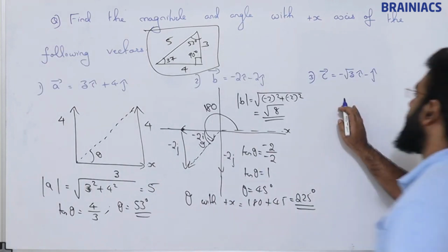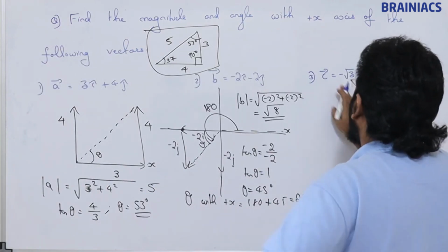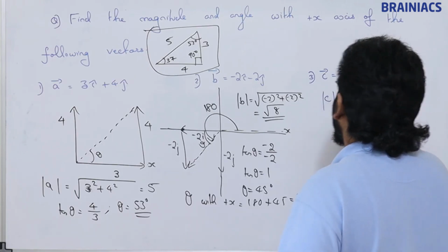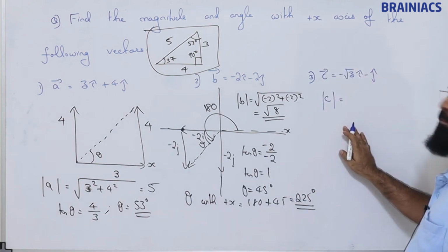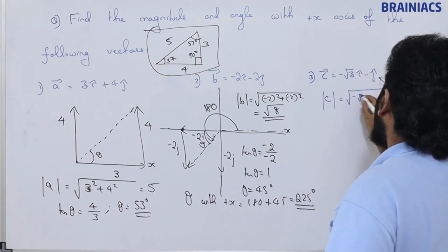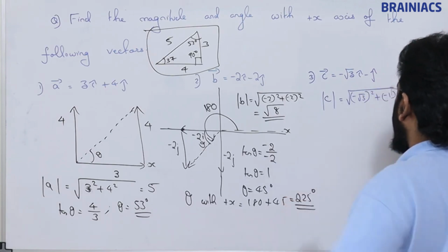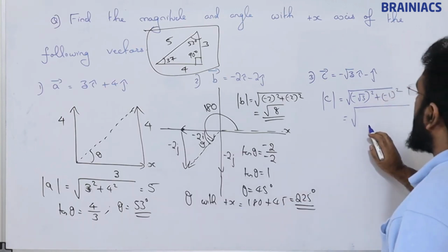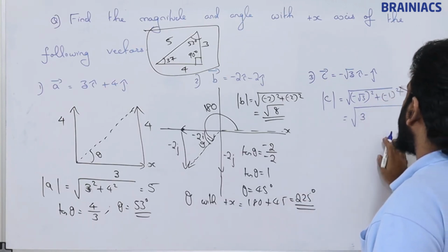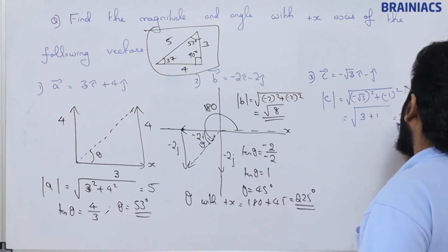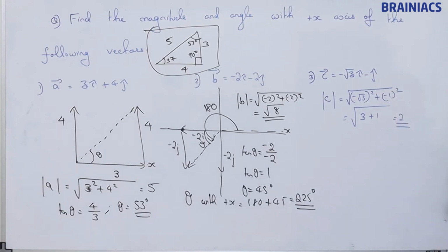What about this one? Vector C is equal to minus root 3i minus j. First, the magnitude is equal to root of minus root 3 the whole square plus minus 1 the whole square. So minus root 3 the whole square is 3, and this is going to be 1, and we will be getting 2 as the magnitude of C.